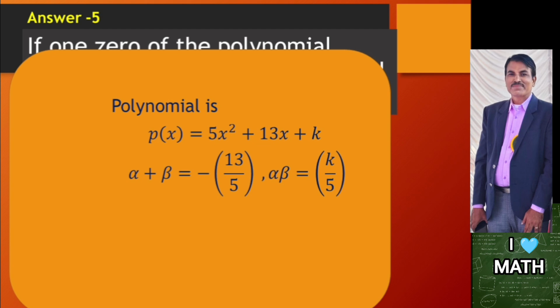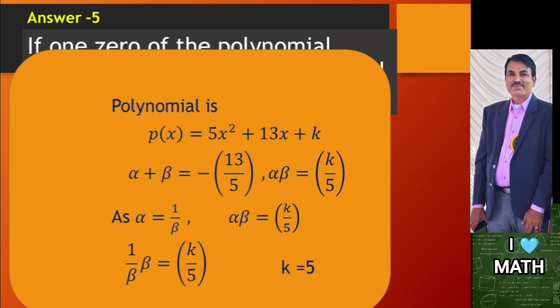When such a question comes, quickly note down the p of x and note down alpha plus beta and alpha beta, the sum of the zeros and the product of the zeros, and one zero is already given as reciprocal of the other. So where can we put it, in the first part or second part? I can see k is present in the second part, so alpha is equal to the reciprocal of beta, I mean 1 by beta. If I substitute, I find k equal to 5. Therefore, the correct answer is bit B.